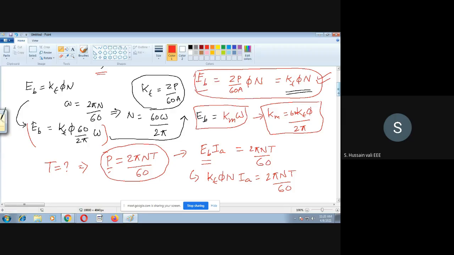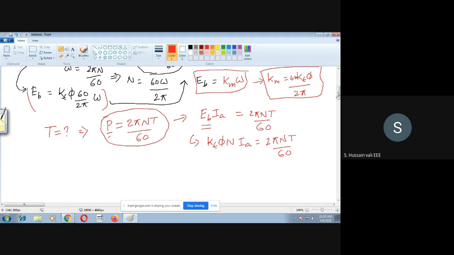Then how can I write this further? You see here, this n will get cancelled. Let me simplify this. Here you have n, here you have another n, so both will get cancelled. Then what is T from this? T is equal to 60 KT phi, whole divided by 2 pi. Now you see here once again, 60 KT phi divided by 2 pi.